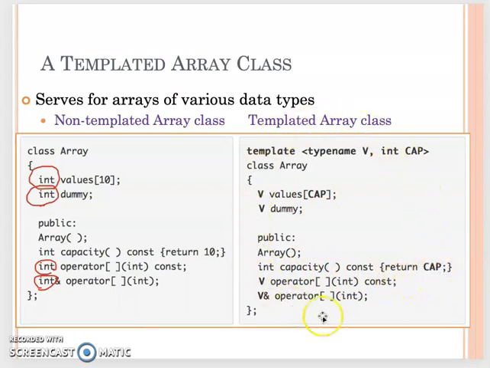So this one is our first template array class, the public interface. This one is our new template array class declaration. Then next we will see each member function. How should we implement that?